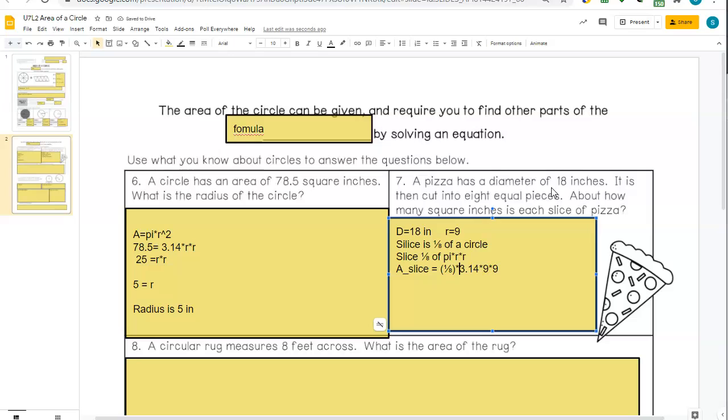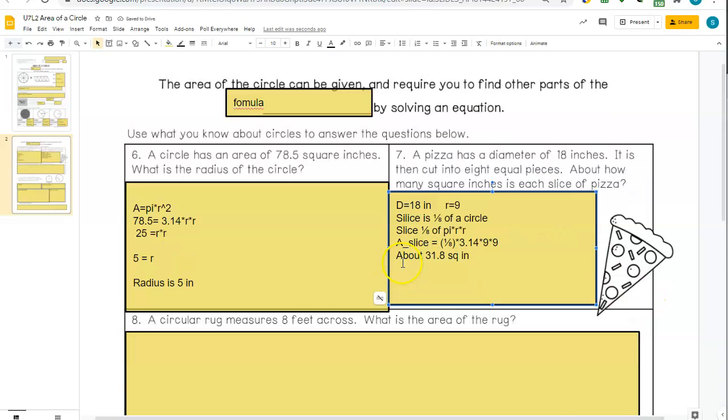So here is the area of the whole pizza, and then we break it into 8 pieces by multiplying by 1/8. I'm going to use a calculator real quick to do that calculation. Alright, so it looks like about 31.8. Okay, about 31.8 square inches.